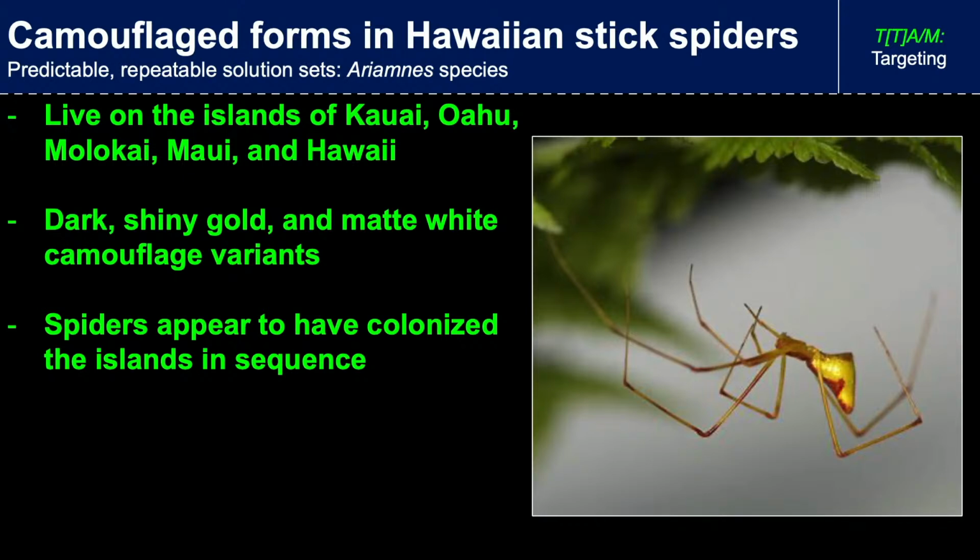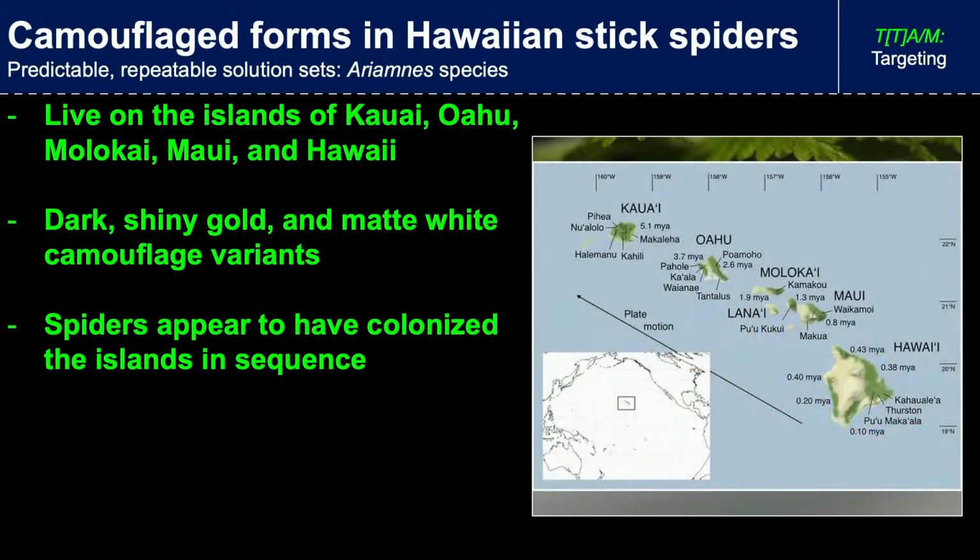And if you're familiar with how geologists think Hawaiian Islands formed, there's a plate that apparently moved over a hotspot, and Kauai was formed first, then Oahu, Molokai, et cetera. Now, of course, we can argue about how long that took, but that's a side discussion. In any case, it appears to be evidence that the spiders colonized starting at Kauai and moving down to the Big Island of Hawaii.